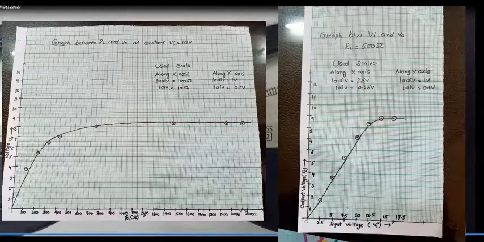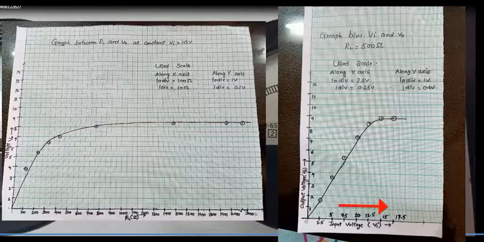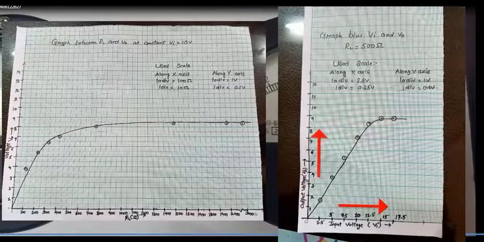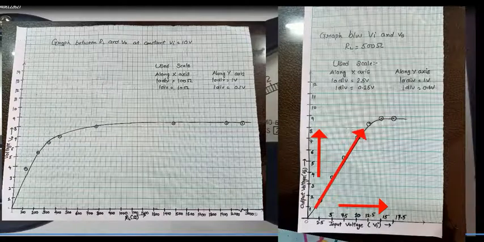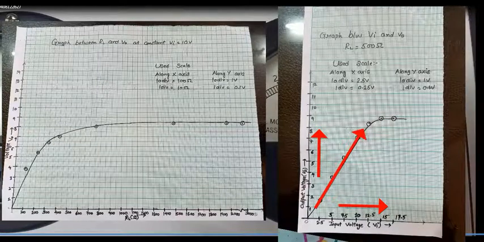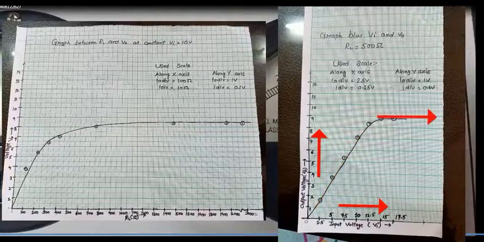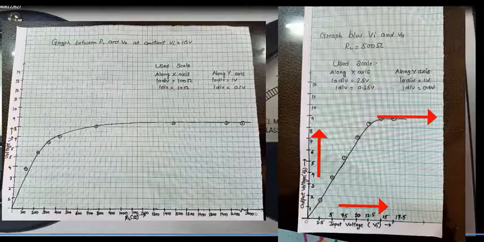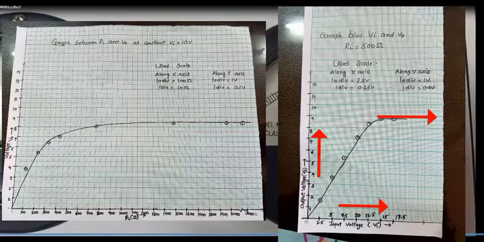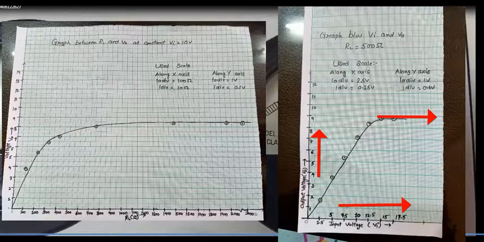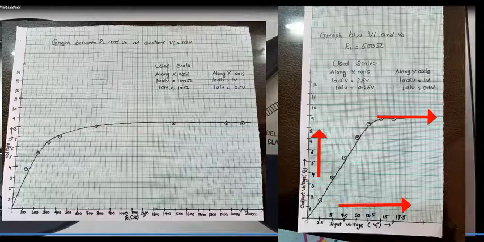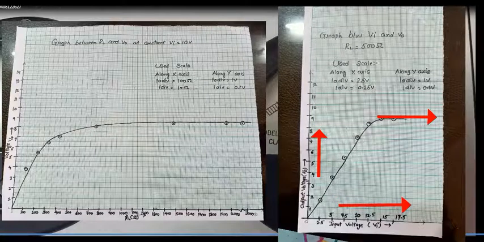Now second, here RL is constant. The graph is between input voltage and the output voltage. First of all, the output voltage is varying, but after some critical value of input voltage, output voltage becomes constant. So when the output becomes constant, this is very important. Output is not changing, input voltage is varying, is going along this side, but the output remains constant. This is a property of the Zener.